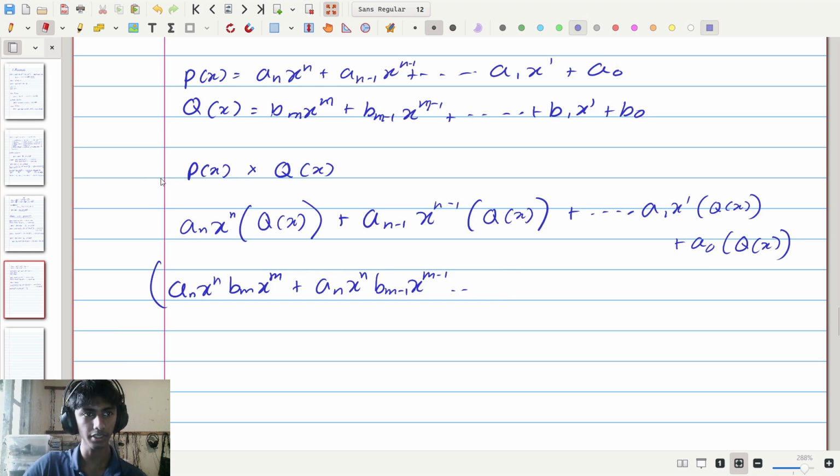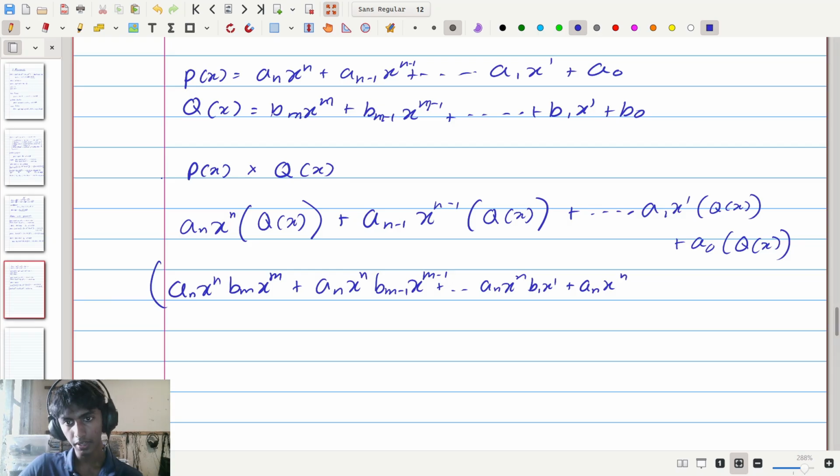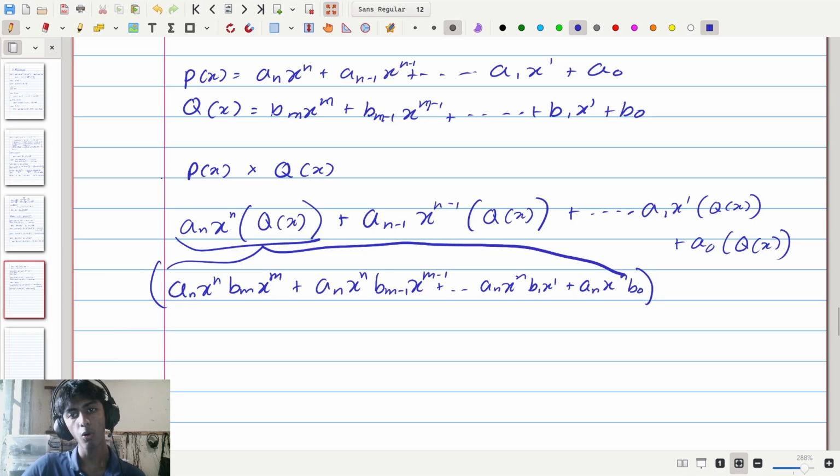So if I actually write that, plus a sub n x to the n times b sub 1 x to the 1 plus a sub n x to the n, we are ending at n, times b sub 0. All of this entire set of terms here came only from this part. So this part produced all of these terms. Similar to this, there will be another sum coming from the second term. There will be another sum coming from the third term all the way down until the very last term.